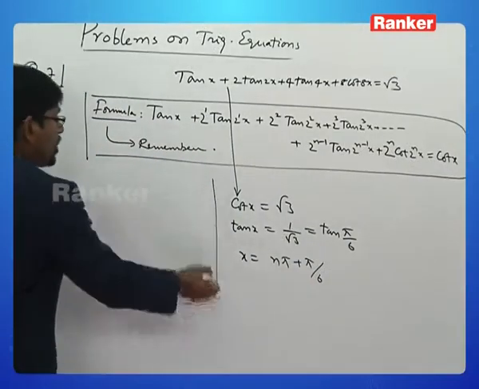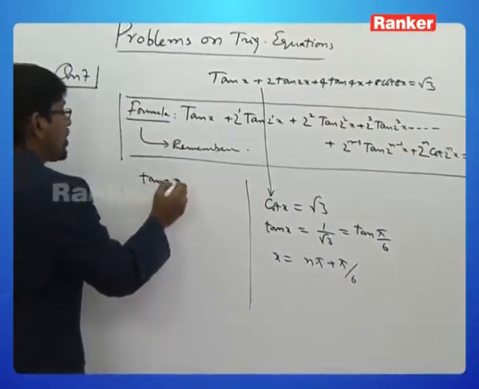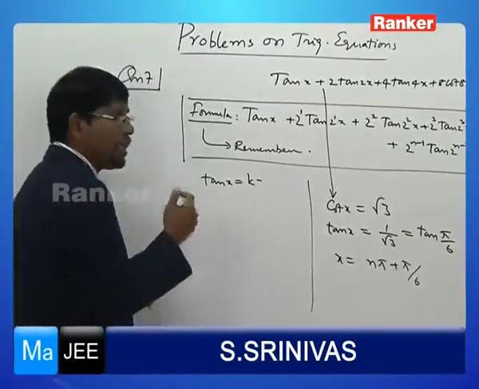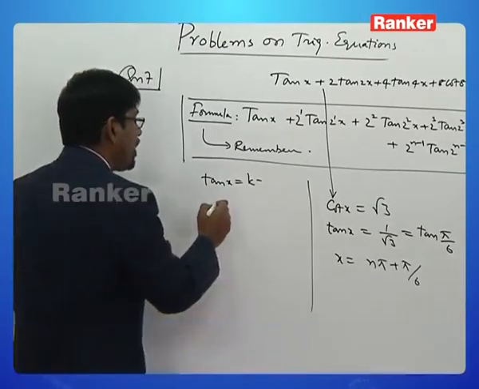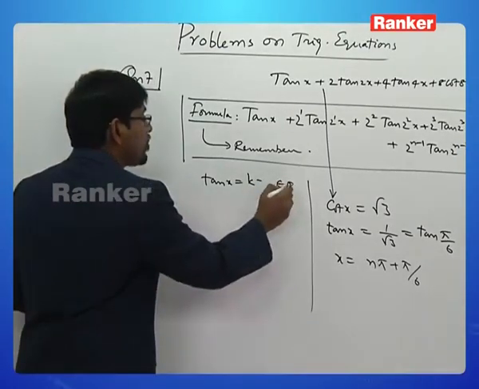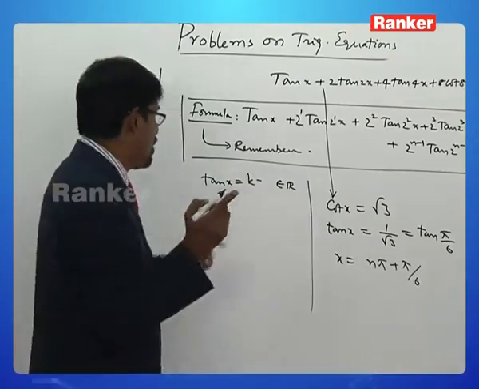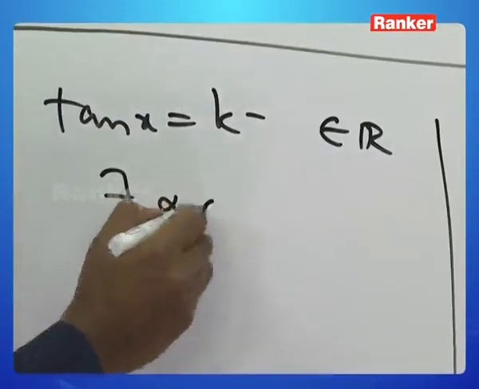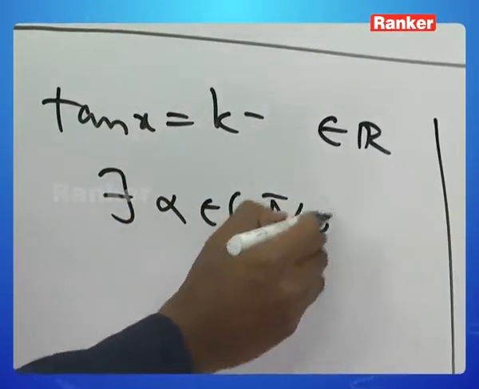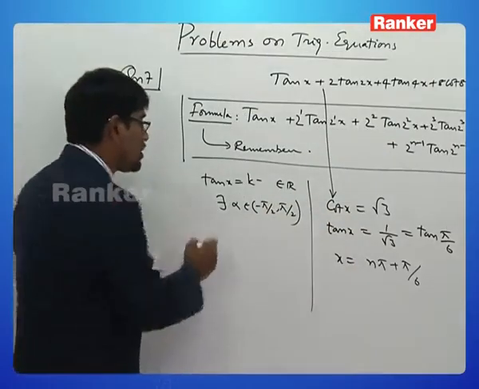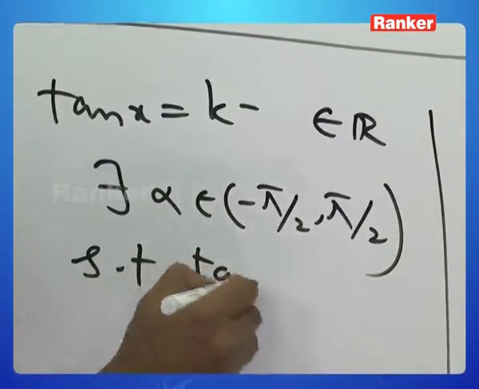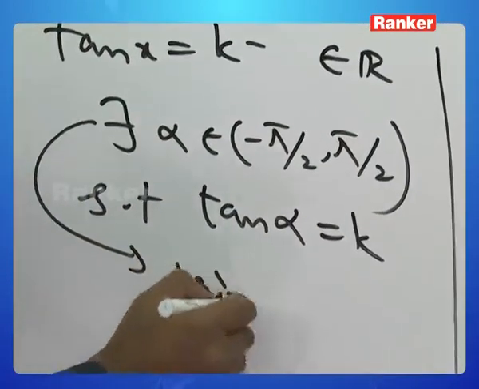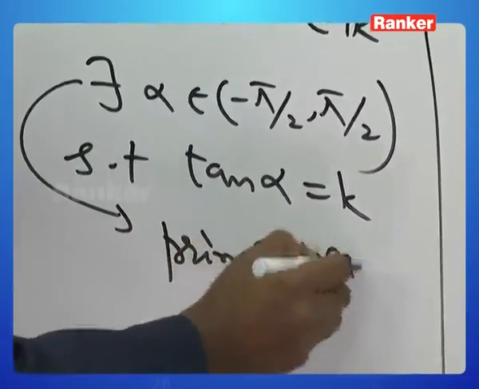One more thing that we should know is if tan x is equal to k, we are trying to solve this. How do we write the general solution for this? We pick up k some real number, because the range of the tan function is all real numbers. It's solvable for any real k. Now there exists some unique alpha belonging to minus pi by 2 to pi by 2 such that tan alpha is equal to k. Such an alpha is called the principal value.